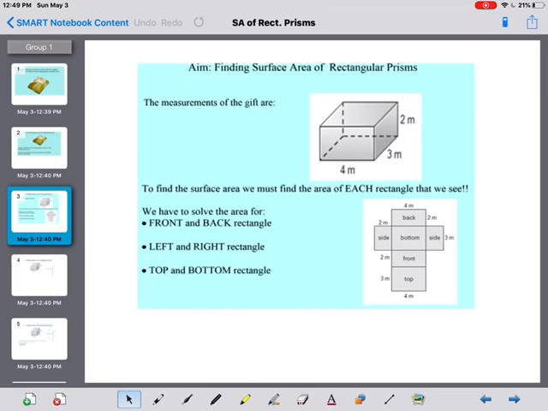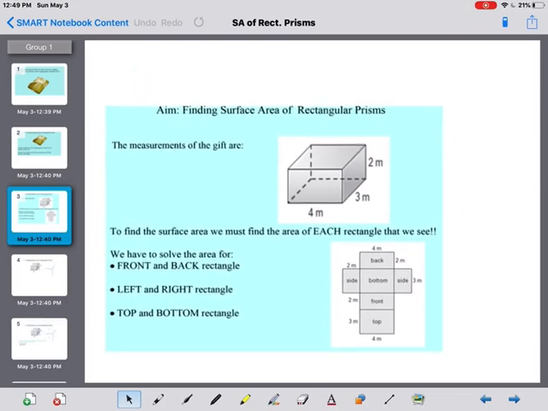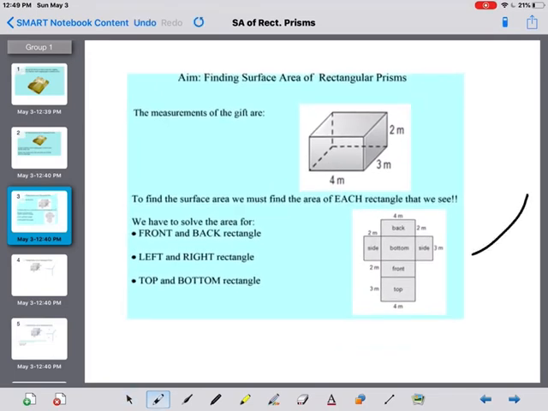And to find the surface area, we have to find the area of each rectangle that we see. If you picture opening up the box, and that's what the smaller diagram here at the bottom is representing, if you open it up and think about the net and what it looks like all opened up, we know again that our two sides would be the same. Our bottom and top would be the same. And our front and back would be the same. Those areas are all going to be identical. So that's what it's telling you here on the left-hand side. We have to solve for the front and the back, we know those are equal, the left and the right side rectangles, and the top and the bottom.